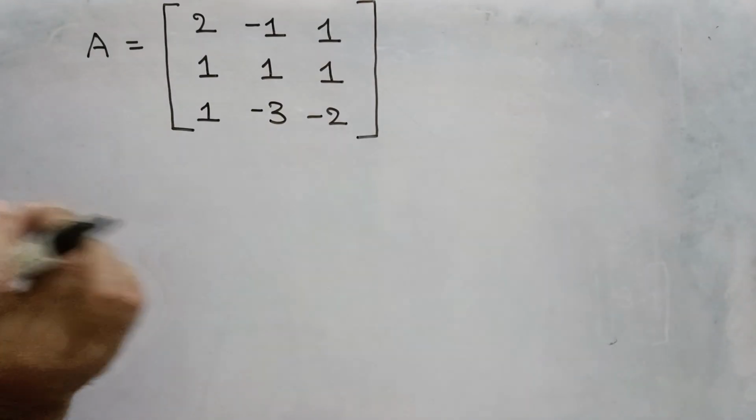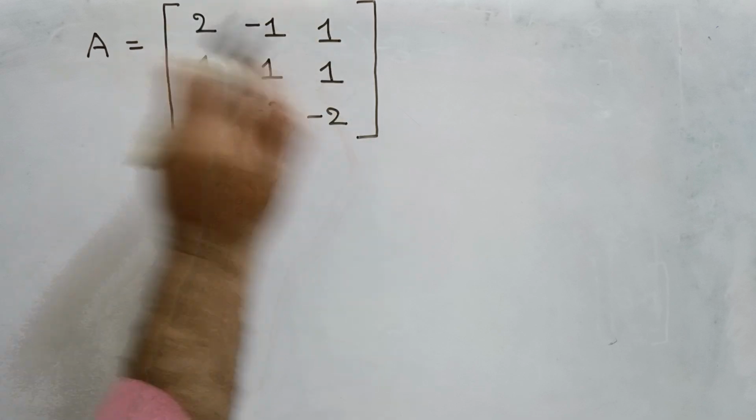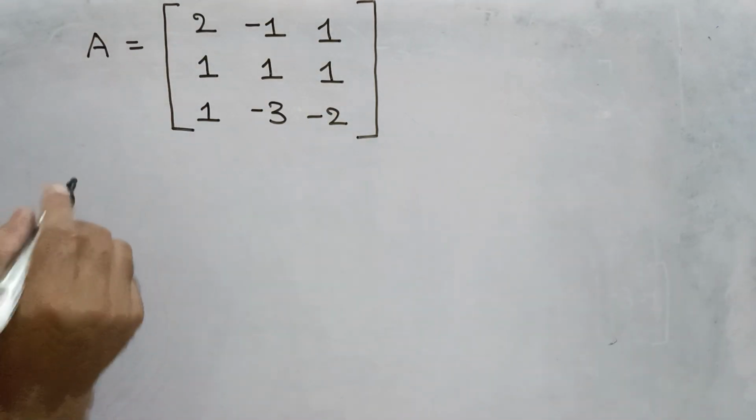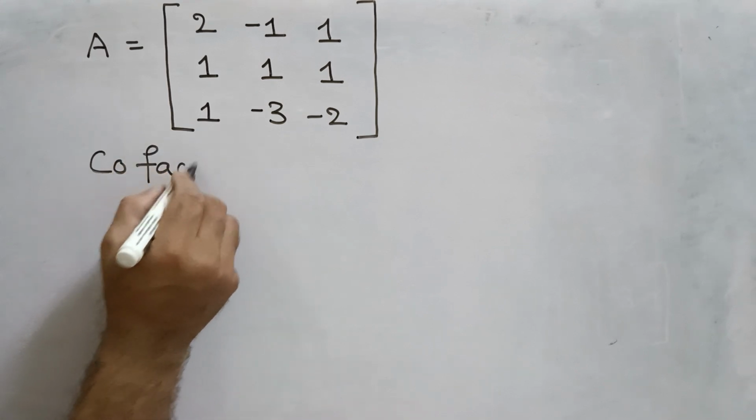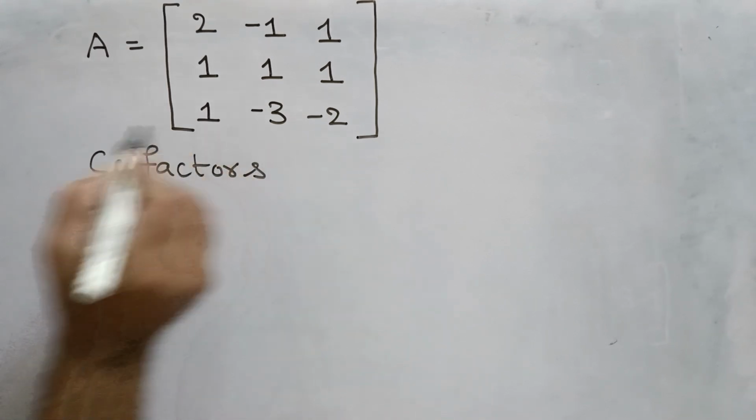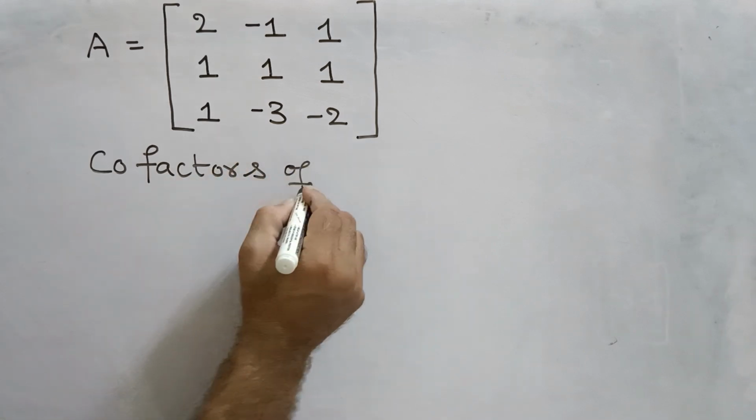Now, for finding the adjoint of A, we have to find the cofactors. What are the cofactors? Very, very important. We have to find the cofactors of each element.